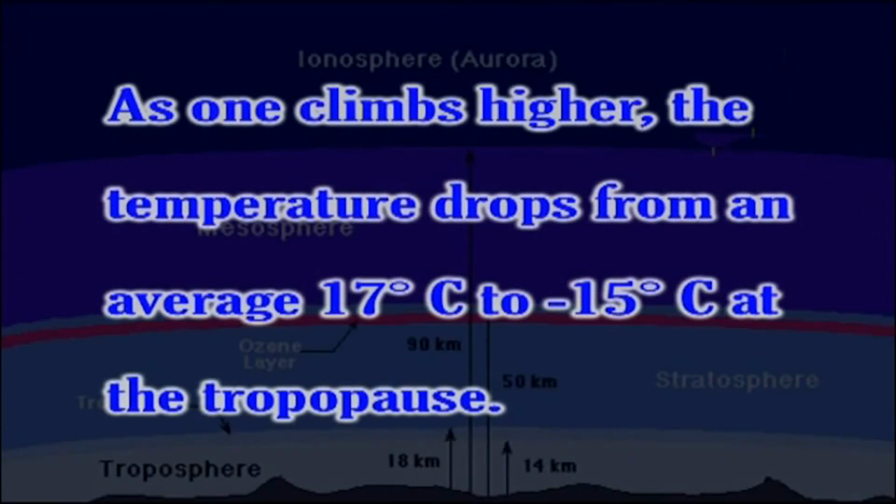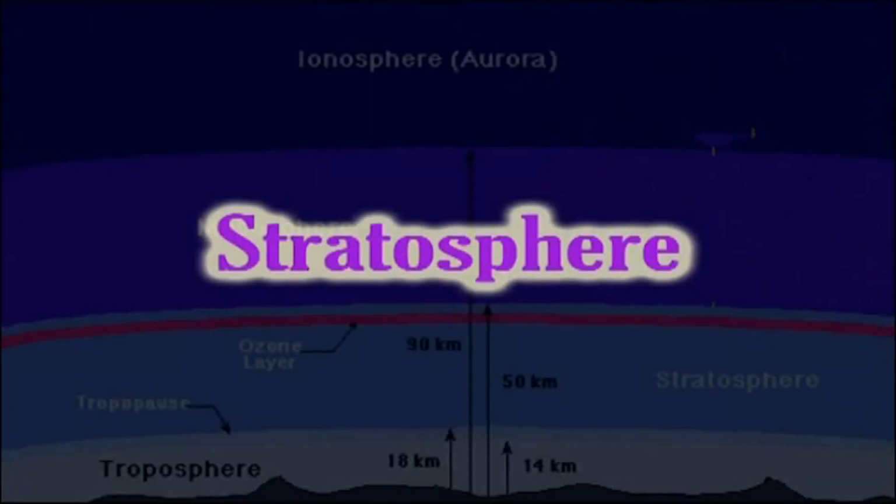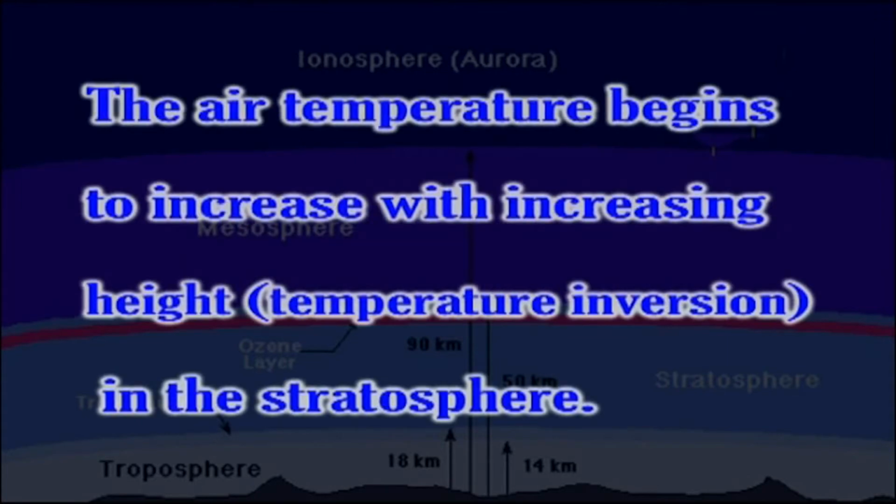As one climbs higher, the temperature drops from an average of 17 degrees Celsius to 15 degrees Celsius at the tropopause. The boundary separating the troposphere from the stratosphere is called the tropopause. The next layer is the stratosphere. The air temperature begins to increase with increasing height in the stratosphere.